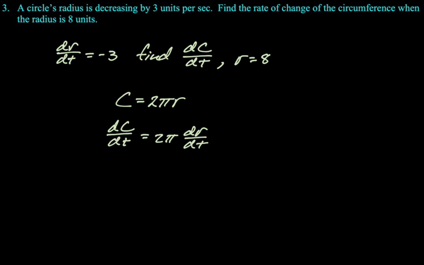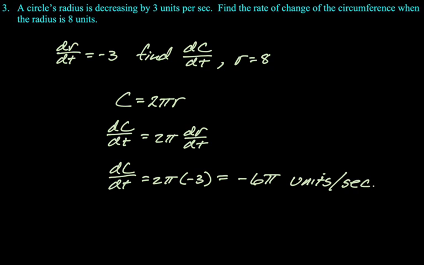An interesting feature of this problem is that it doesn't actually matter what r is, right? After we take those derivatives, there's no r anymore, there's only dr/dt. So we'll just substitute in and get our answer. dC/dt is 2 pi times negative 3, which is negative 6 pi, and then units per second. Circumference would be measured in just units like feet or inches, not inches squared or anything. So just units per second.